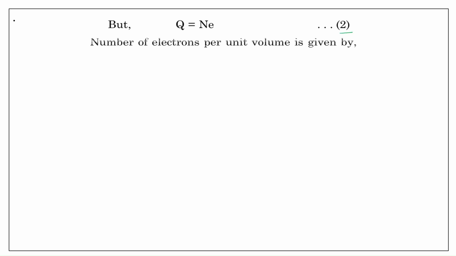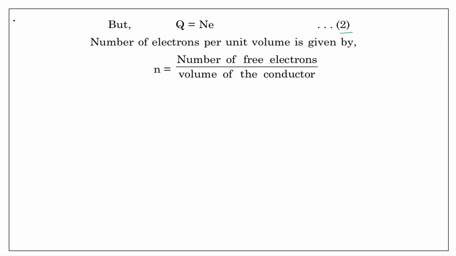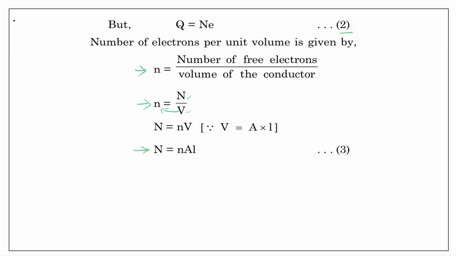Marked as equation 2. The number of electrons per unit volume is given by n is equal to the number of free electrons by the volume of the conductor. That is, n is equal to capital N by V. On equating, we get capital N is equal to small n into V. But we have V is equal to A into L. Substituting in the above equation, we get N is equal to nAL. Marked as equation 3. Now substitute equation 3 in equation 2.